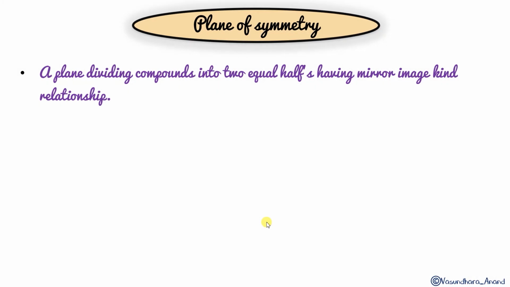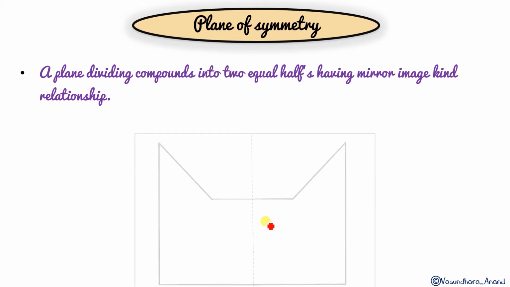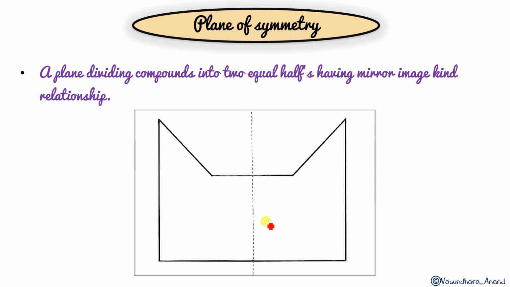Now another: a plane dividing the compound into two equal halves, the halves having a mirror image kind of relationship. Same thing. Let's do some more examples. In this way, if I divide, this is called molecular symmetry, the symmetry of the whole molecule. Okay. So this is the molecular plane, and I'm going to divide in this way. So we get two equal halves, and that means it is again not chiral.